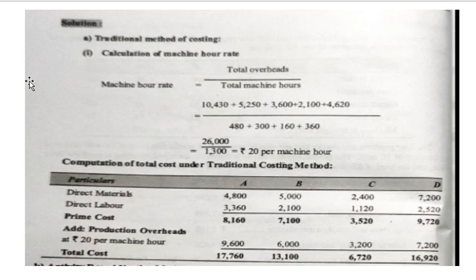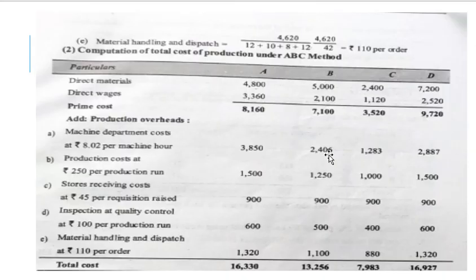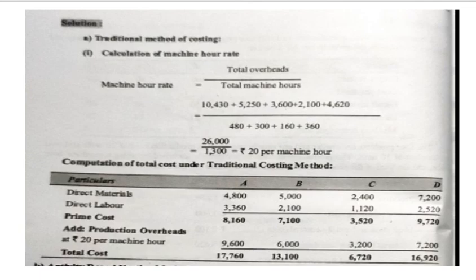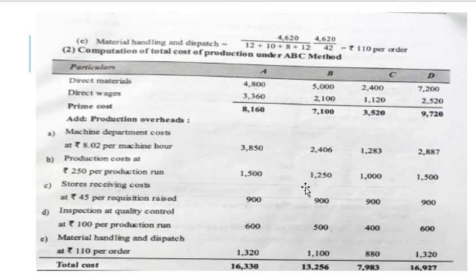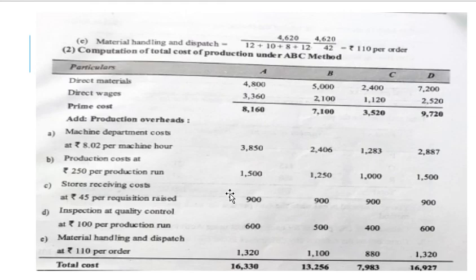Then for B, how many machine hours? 300. So 300 into the cost per hour of 8.02 will give you 2,406. Then for C, the total machine hours is 160. 160 into 8.02 will give you 1,283. Then for D, it is 360. 360 into 8.02 will give you 2,887.